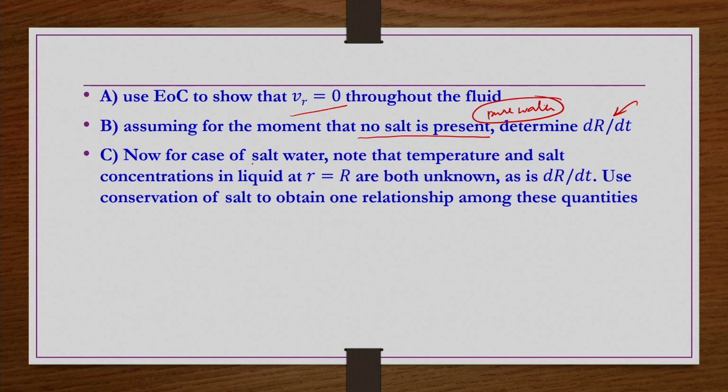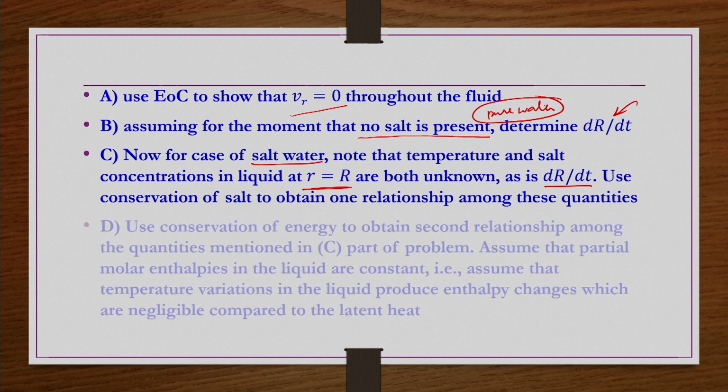Now, for the case of salt water, note that the temperature and salt concentration in the liquid at r = R are both known. So, temperature and salt concentration at the surface are known, and so is dR/dt. Use the conservation of salt to obtain one relationship among these quantities, that is among dR/dt, T0 and Cs at the surface, etc. For relating these quantities, you have to develop one relation.